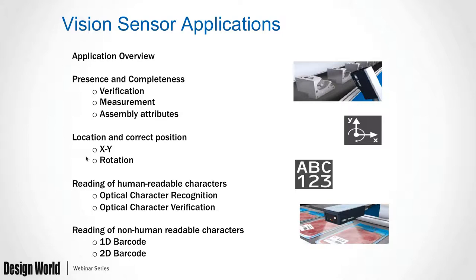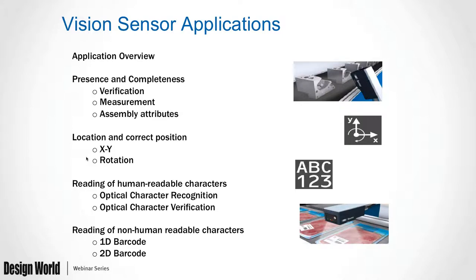Location and correct position. We can basically get X, Y, and rotational values out of the vision sensors. So it might be a case where something has been rotated in a line, should be in a certain position, and we look at the rotation as well.